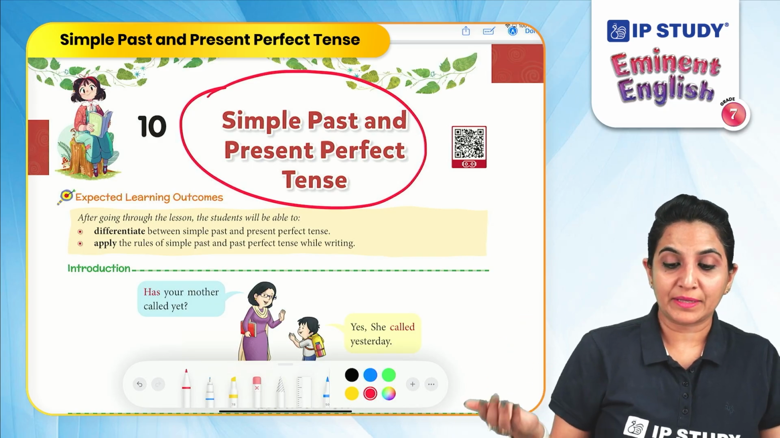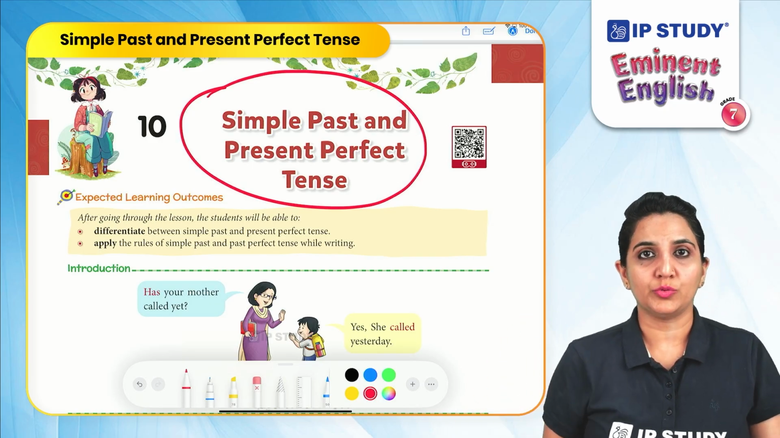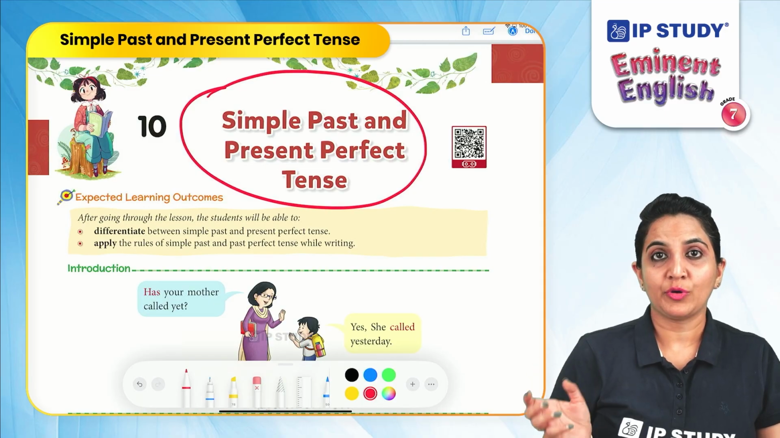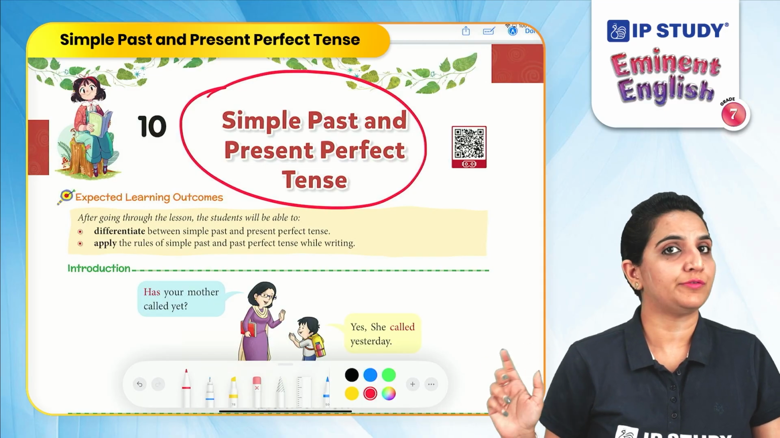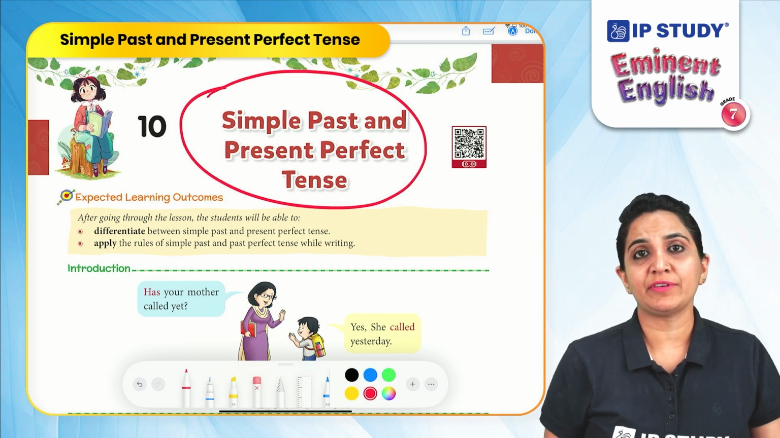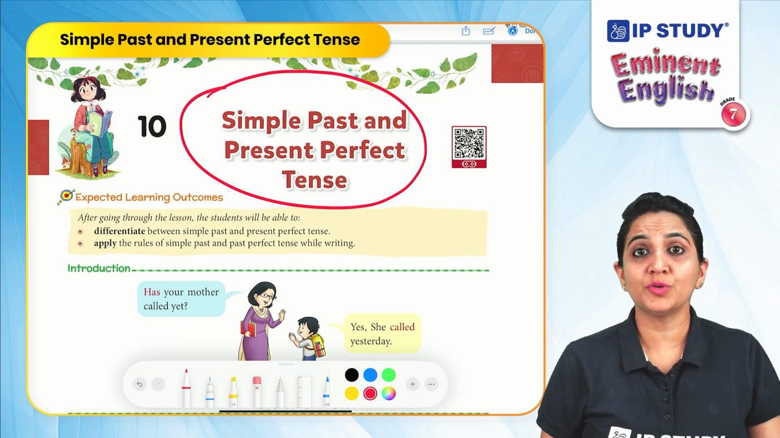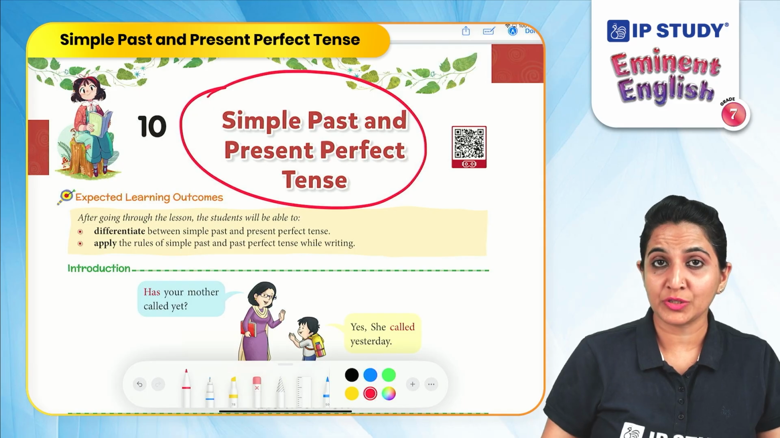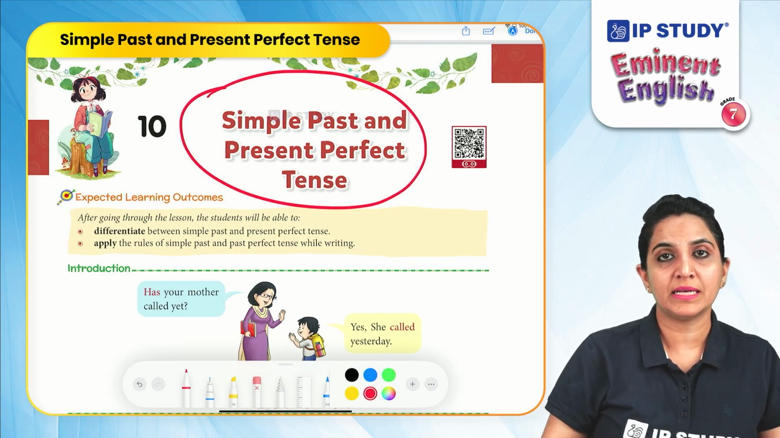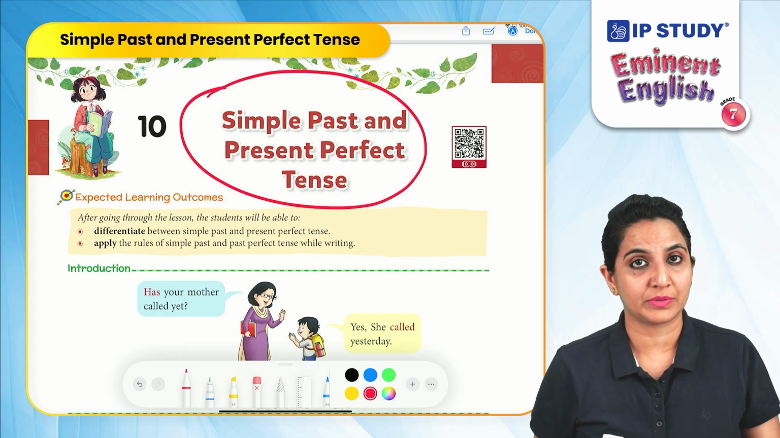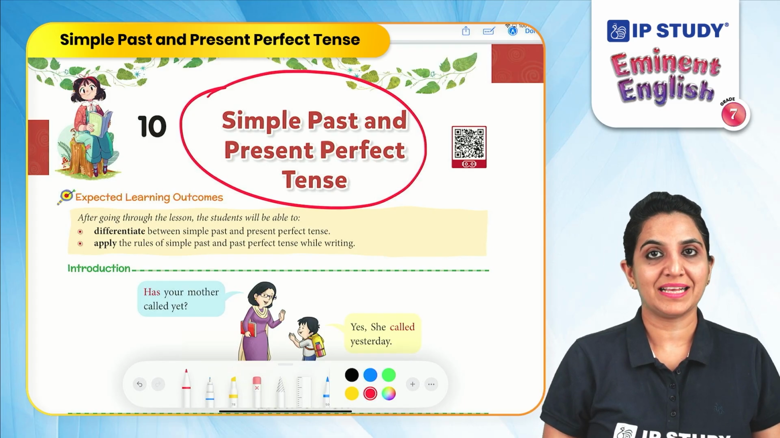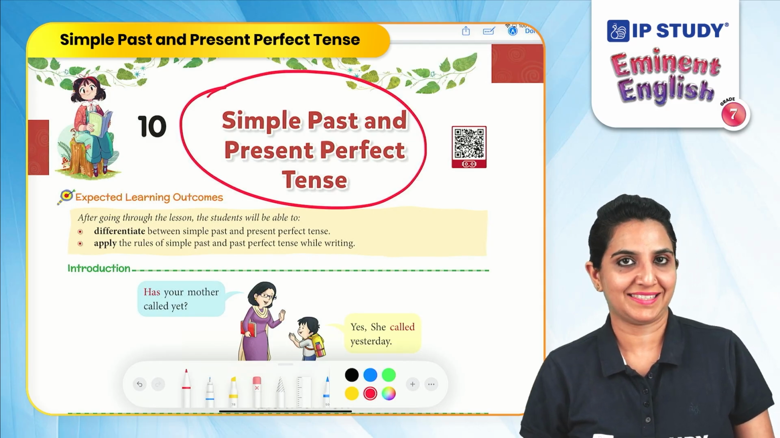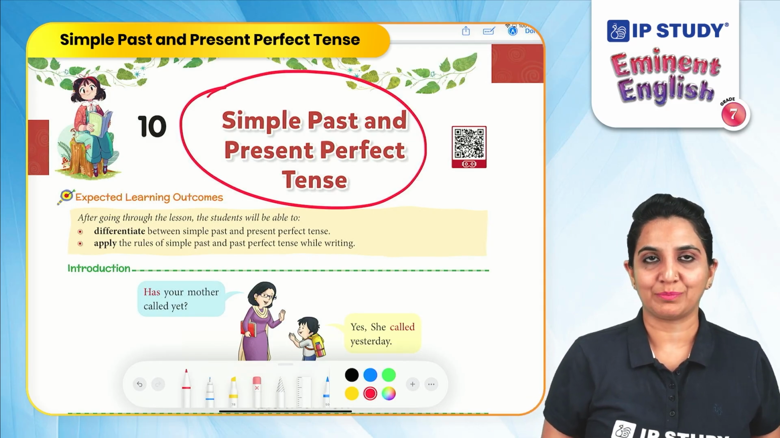While structuring the present perfect tense, we use has and have with the subject and the past participle of the verb. For example, I've eaten all the food. So this is an action which has happened sometime in the past and is still connected with the present. So this is the major difference between the simple past and the present perfect tense. Let's study their examples in detail now.